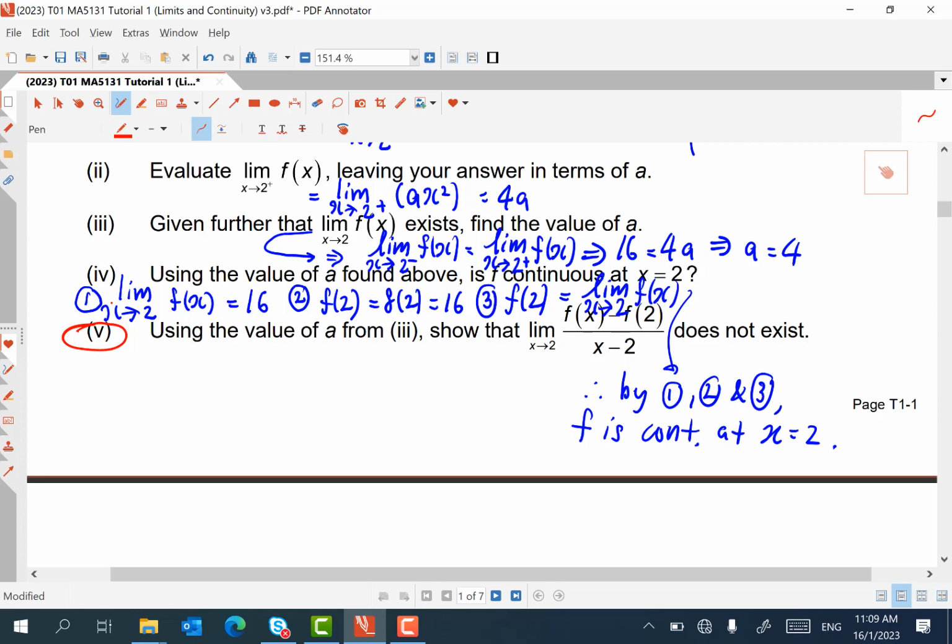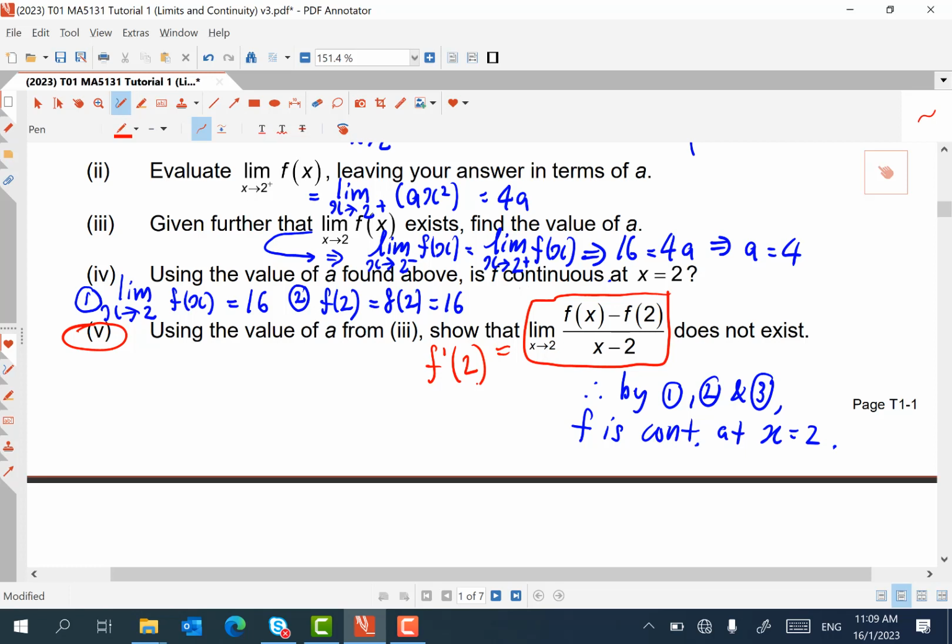Okay, part 5 is now covered up by the part 4 working. I need to do some erasing. I'm going to erase all this portion here. If you look carefully at part 5, class, this limit that you're asked to find, actually it is the same as finding f prime of 2.